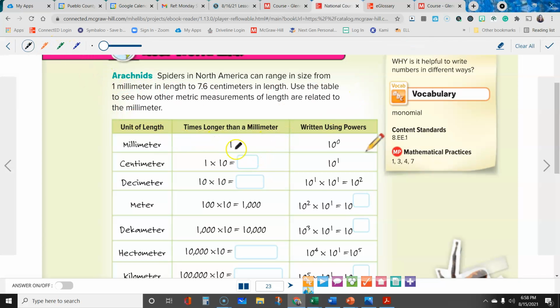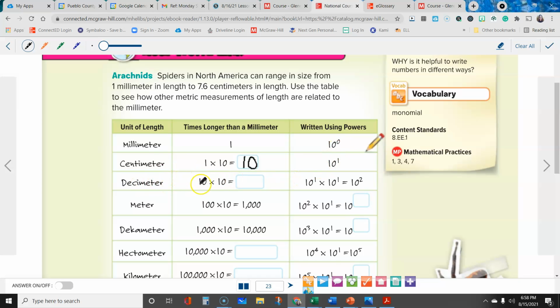Okay, so we know 1 is 10 to the 0 power. A centimeter is 1 times 10. Well, what is 1 times 10? 10. How would you write that with a power? 10 to the first power. This would be 10 to the 0 power.